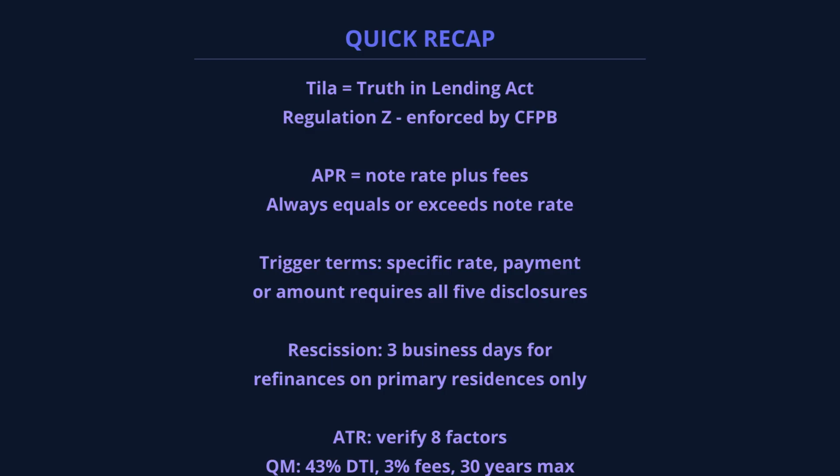Quick recap of TILA. TILA stands for Truth in Lending Act, implemented by Regulation Z, enforced by the CFPB. APR equals the note rate plus fees. It always equals or exceeds the note rate and enables true cost comparison. Trigger terms: any specific rate, payment, or amount in an ad requires all 5 disclosures. APR alone is safe to advertise, but must be as prominent as any stated rate. Rescission: 3 business days for refinances on primary residences only. ATR must verify 8 factors. Credit score alone is never enough. QM: 43% DTI, 3% fees, 30 years maximum, no balloon, no negative amortization.